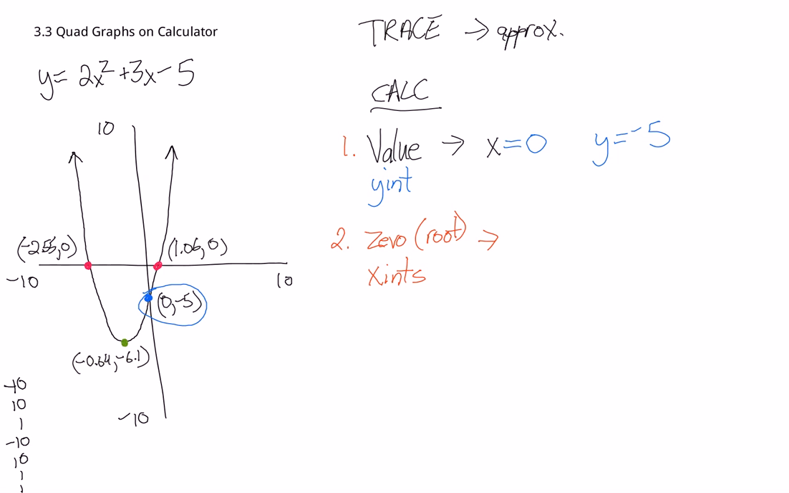So pick zero, and your calculator does a little bit of a weird thing. It asks for a left boundary. So what that means is you have to sort of tell the calculator which zero you want. So you have to tell it the left and the right boundary of each zero. So let's do the first one.